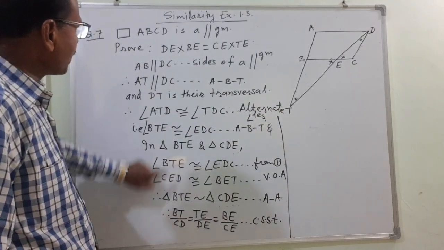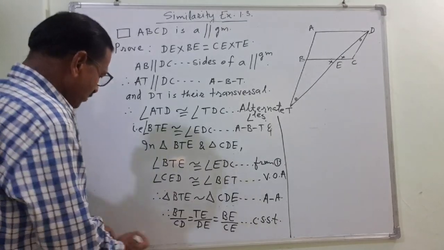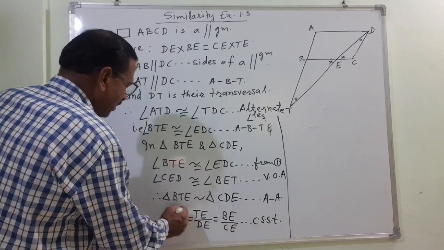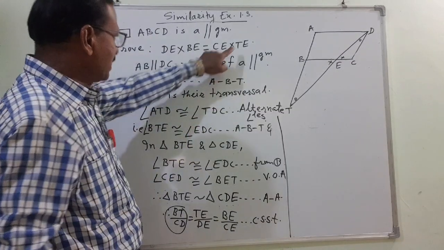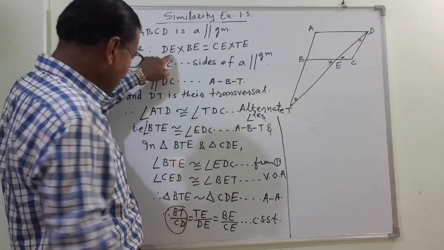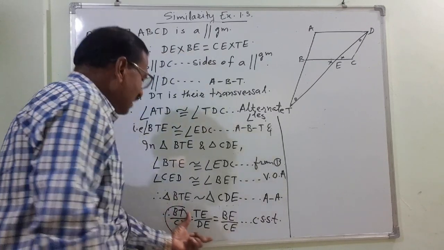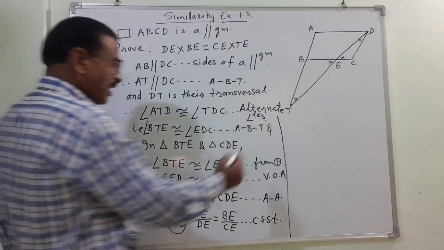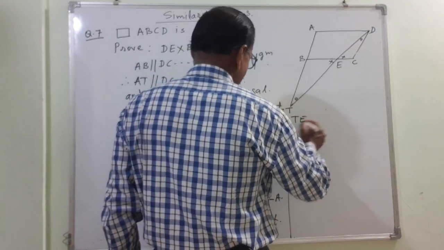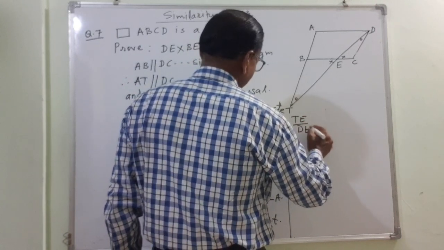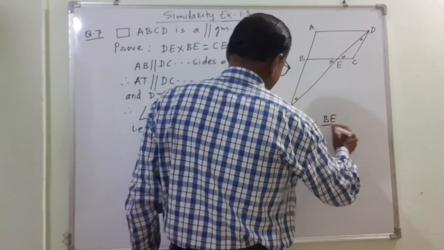Do I want the name BT? No. So no question of this. This part I don't want. BT and CD, they are not asking this. T, yes. D, yes. B, yes. C, yes. Now, that means this much part I want. Therefore, from this step I will write, therefore, TE upon BE is equal to BE upon CE.